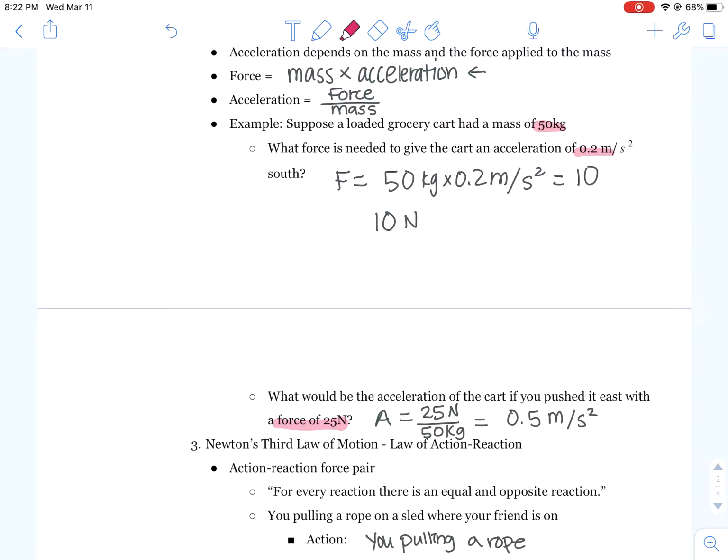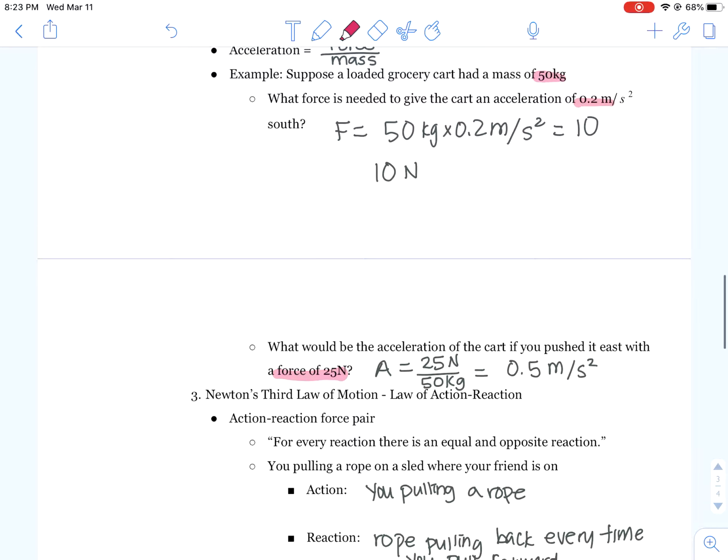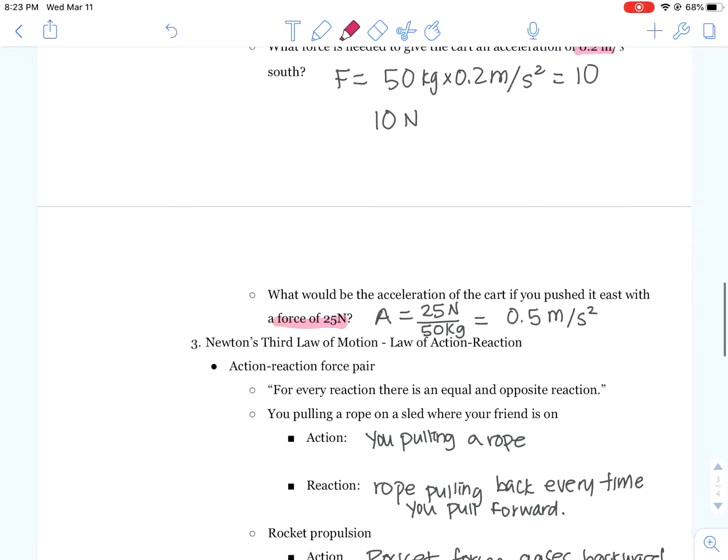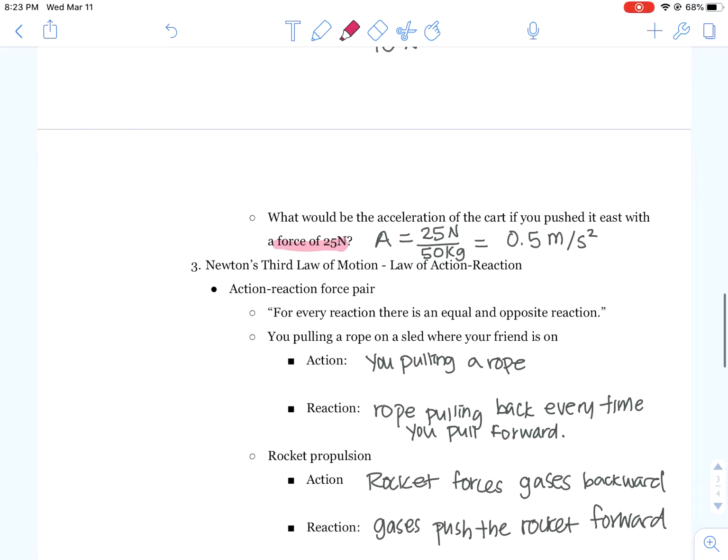Suppose a loaded grocery cart has a mass of 50 kilograms. So I'm going to have kilograms on the bottom because that's a mass. And all I have to do is divide the two numbers. It gives you 0.5. So I would have to include meter per second squared as your answer. We will do more practices like this in the future. So if you're not so sure, we'll have more chances to do so.